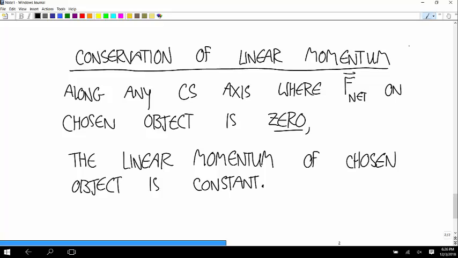And just like before, there are a lot of times where, when we're using Newton's laws, we'll isolate two different objects and treat them as a single thing. You can do that here too. So you can have a chosen object or a system of objects.